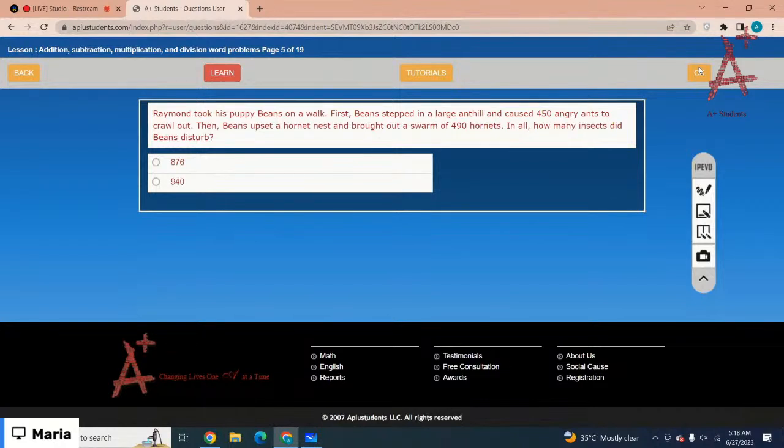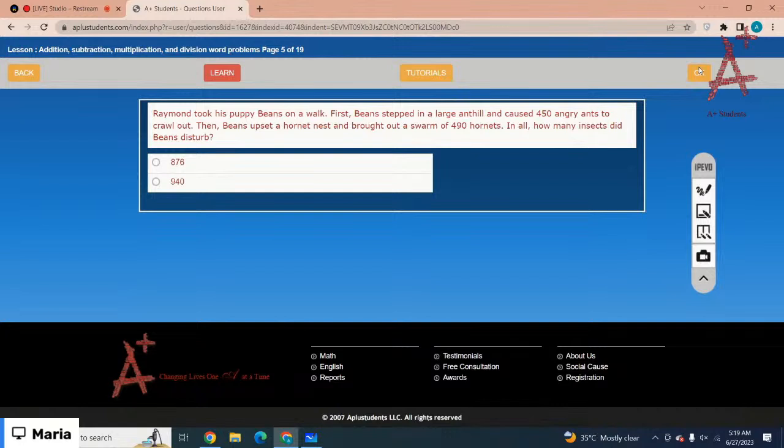Okay, the next one is: Raymond took his puppy Beans on a walk. First, Beans stepped in a large anthill and caused 450 angry ants to crawl out. Then Beans stirred up a hornet nest and brought out a swarm of 440 hornets. In all, how many insects did Beans disturb? So you have to calculate the total insects he disturbed. So what do you have to do? Add, subtract, multiply, or divide. Which operation do you have to perform? You have to add. Got it?